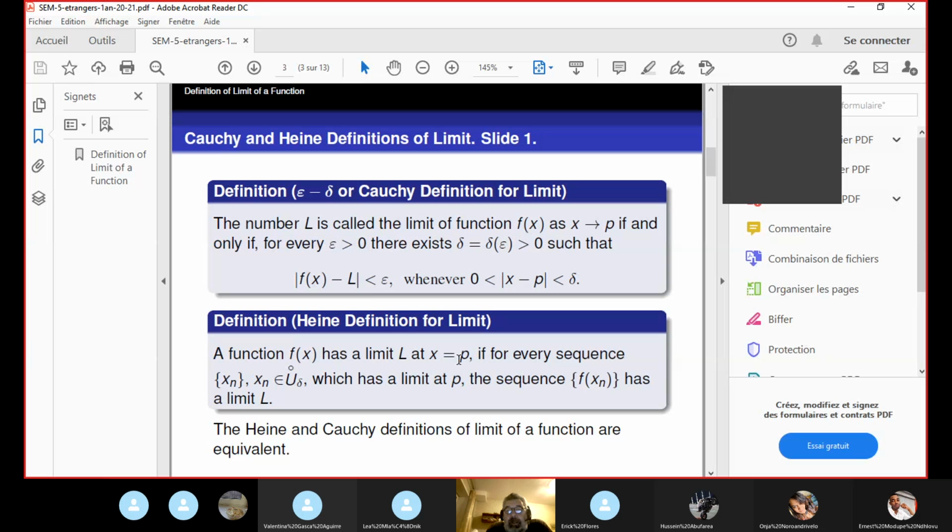I take a sequence which is defined in this deleted neighborhood. So for any x_n, x_n is different from p. You see, then x_n, any sequence, goes to p. And I say that if the limit exists, then the sequence of f of x_n has limit L. So we are dealing with two sequences of real numbers, not with epsilon delta as in the Cauchy definition, but with usual sequences of real numbers.